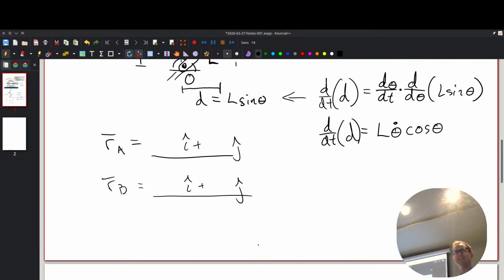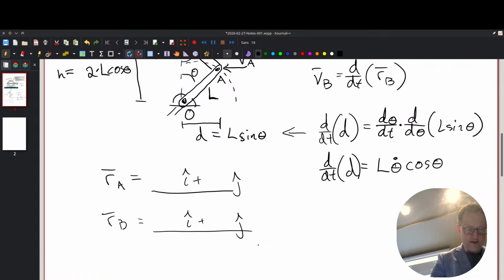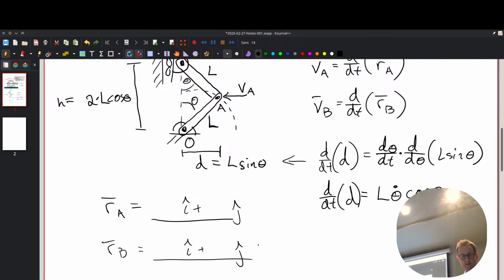Yeah. For me, I think RA has two parts. The first part is along the x direction, equal to L times sine theta. Yeah. And the second part is along the y direction, equal to L times cosine theta. What do we think? A cosine theta component in y and a sine theta component in x?